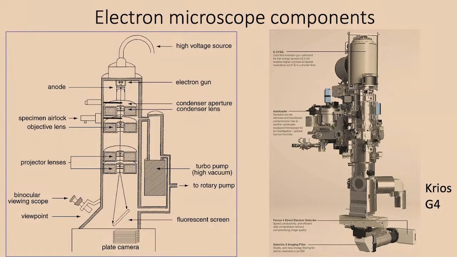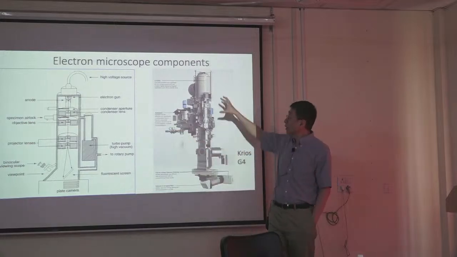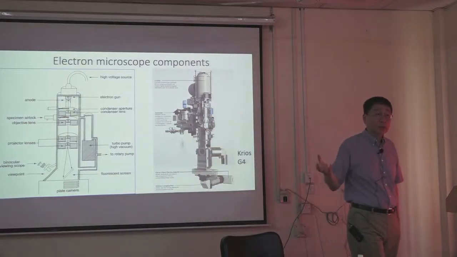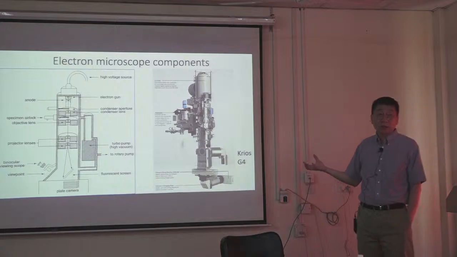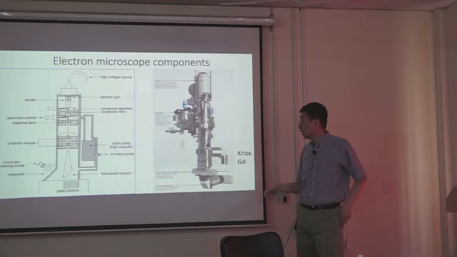Okay, so essentially, samples are loaded here, into something called the autoloader. Essentially, everything is controlled by computers. Not much direct human intervention anymore. So you can see the basic is a big box, a magical black box that gets you the structure.